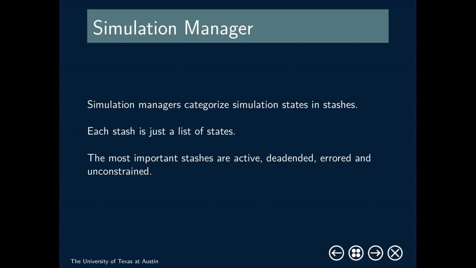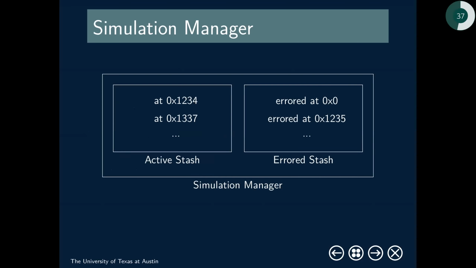So the simulation manager actually categorizes all of these simulation states, and it categorizes them into stashes. So each stash is just a list of states. There's a lot of different stashes, but the ones we care about are active, dead-ended, errored, and unconstrained. So our new abstract data structure of a simulation manager might look like this. We have a bunch of stashes in here, and each stash contains some simulation states.